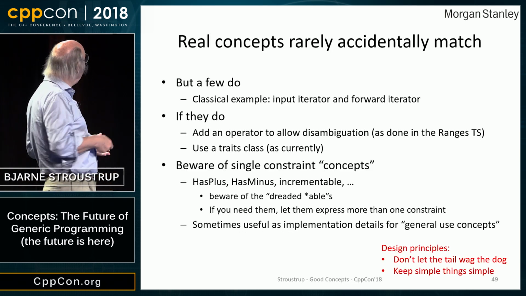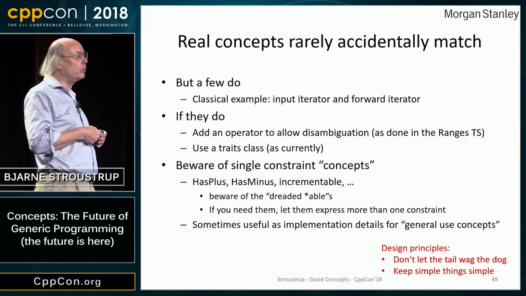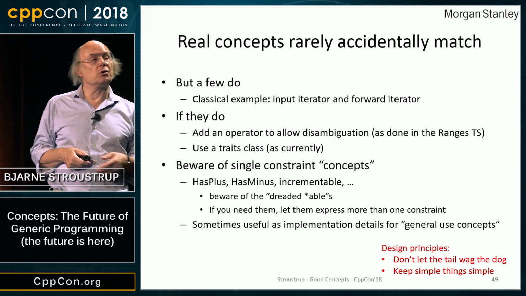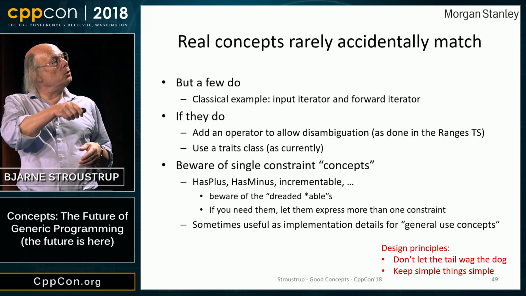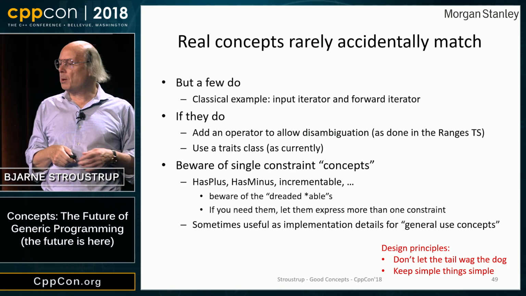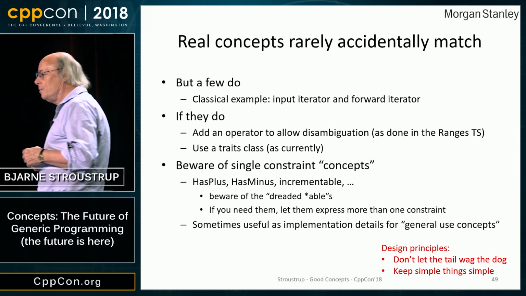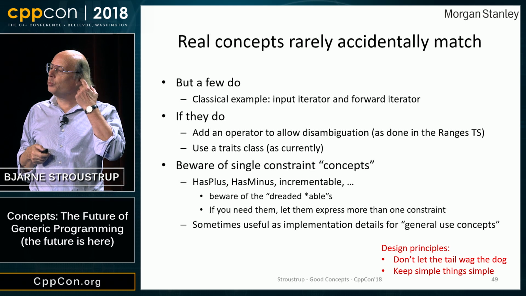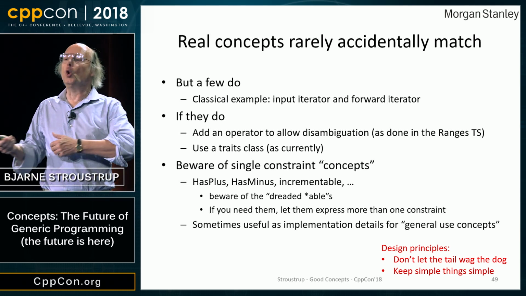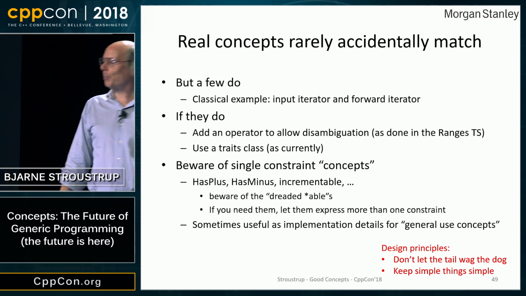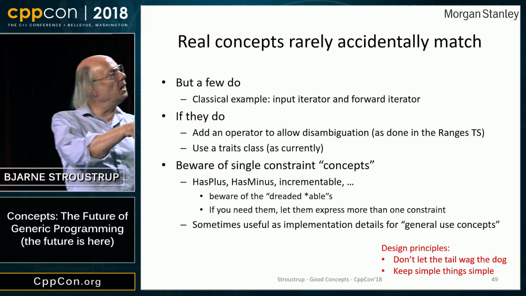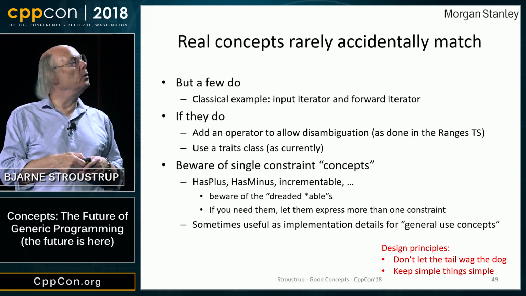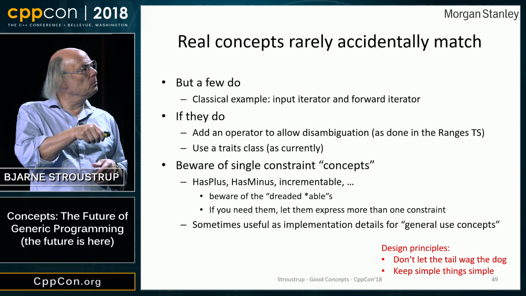It definitely can. Classical examples, input iterator and forward iterator, they only change in their semantics, not in the set of operations. And if they do, you can add a disambiguation operator. I mean, there's things that forward iterators can do that input iterators can't. Add a go back to the beginning operation or something like that. It's not that hard. Or you can use a trait class. They still have their uses.